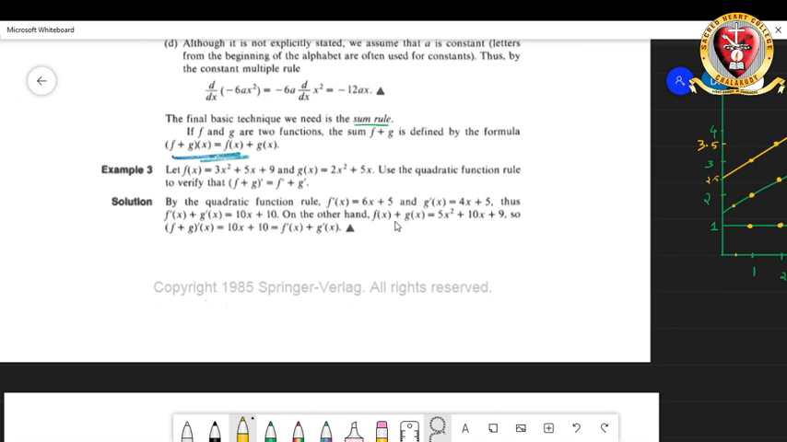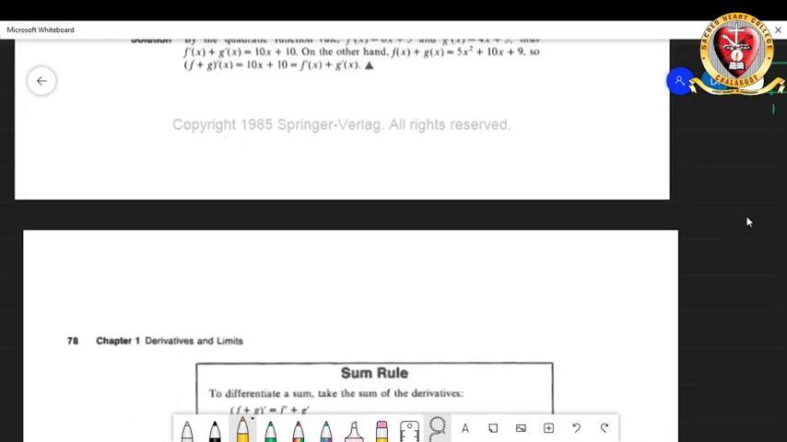And then also f of x plus g of x, when you add the polynomials together, you get 5x square plus 10x plus 9. So find the derivative of this function, that is d by dx of f of x plus g of x. So you have f plus g the whole dash of x is equal to, derivative of this will be 10x plus 10. So that is equal to f dash of x plus g dash of x. So this one is verified for this example. So we have to prove this in general.